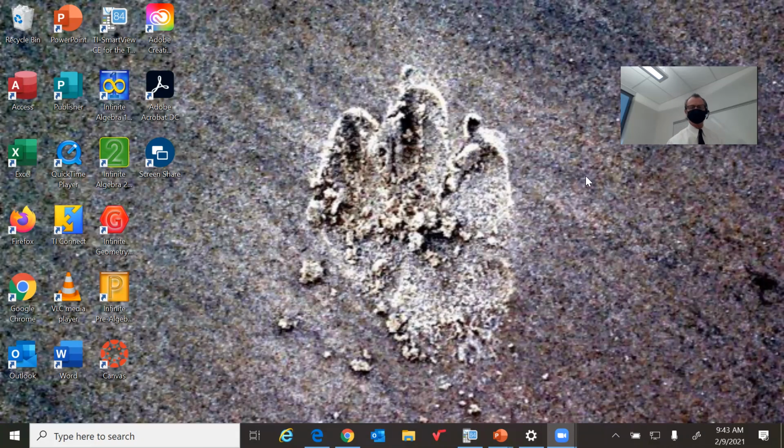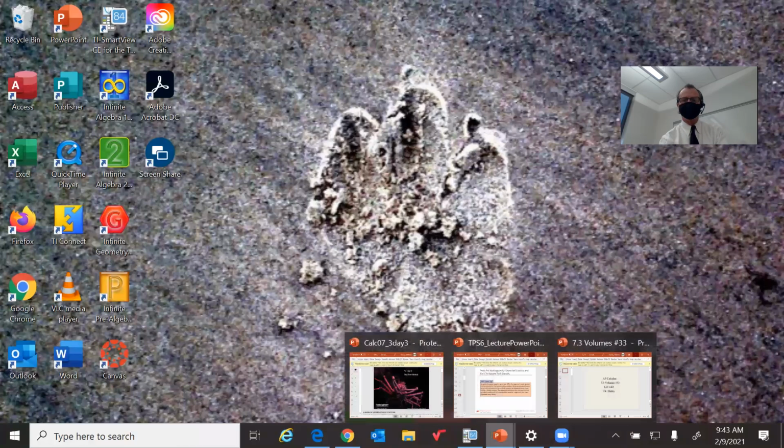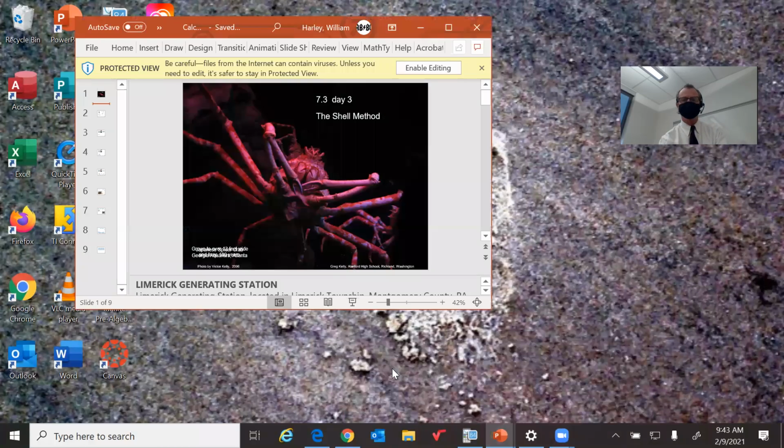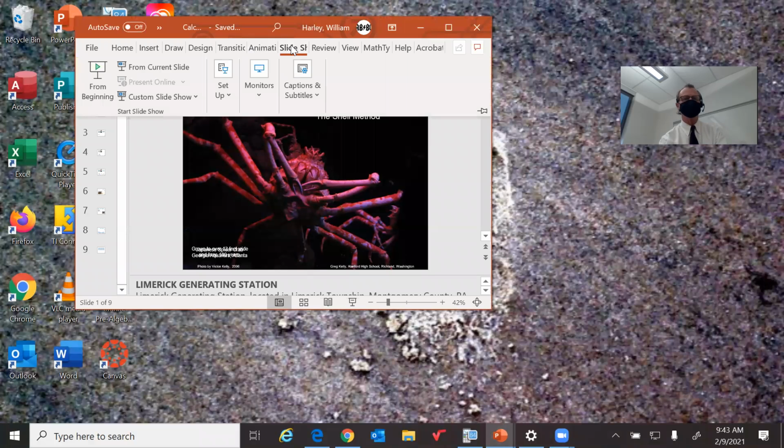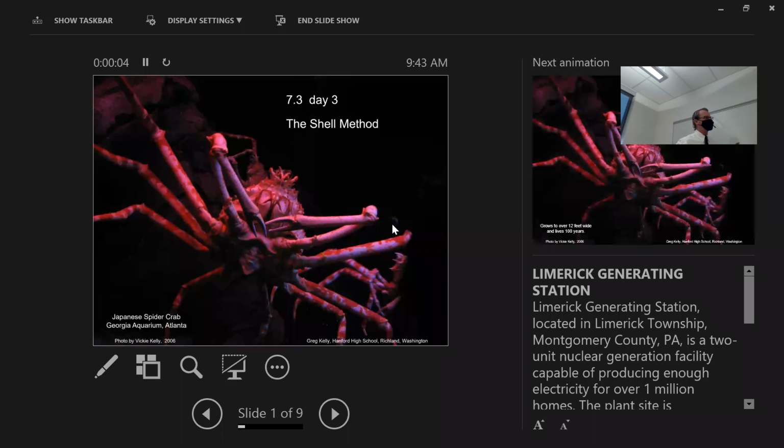This is 7.3 beta. And again, if you're looking at the headings of the PowerPoints, they're misleading because it's saying day 1, 2, 3. We're doing day 1 last. That's the gamma lesson.